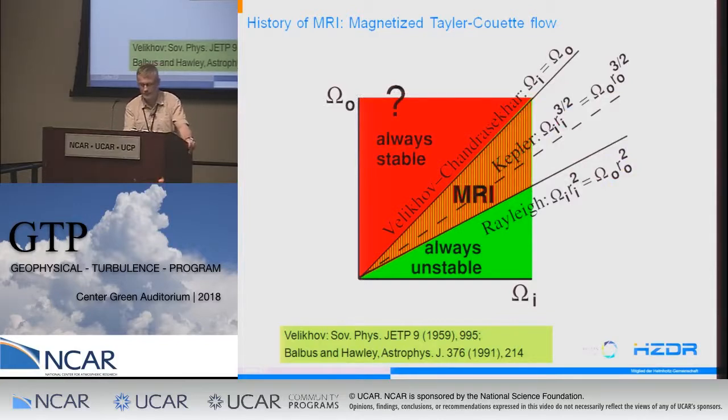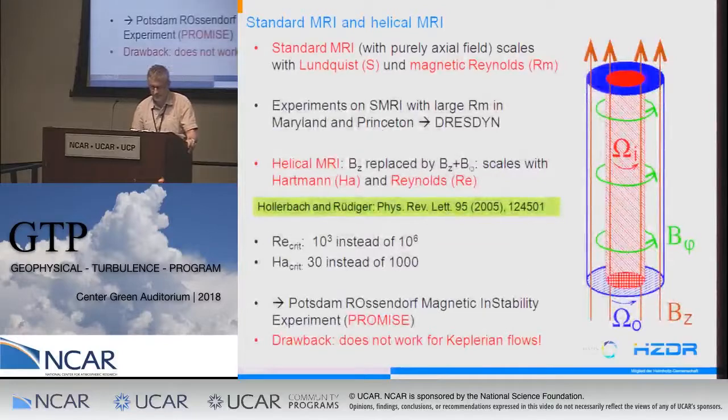So here is a scheme which goes back to the old paper by Evgeny Velikhov in '59. So here is the green one. It's always unstable. Here it is always stable. Also, I come back to this point in a minute. And here is a point where Keplerian flows belong to, and this is where MRI is thought to be important.